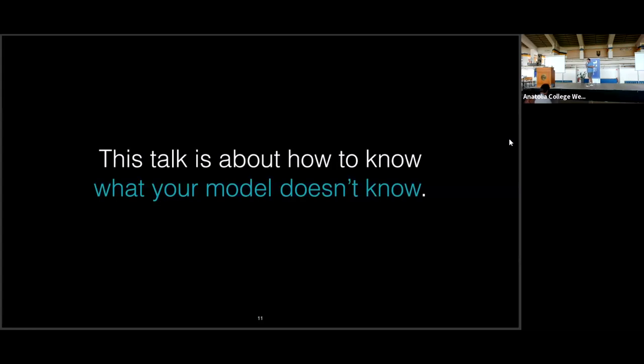So this talk is going to be about constructing these things for predictive models, and especially black box predictive models like neural networks. And so the goal of the talk is to have some sense afterward of how to know what your model doesn't know.